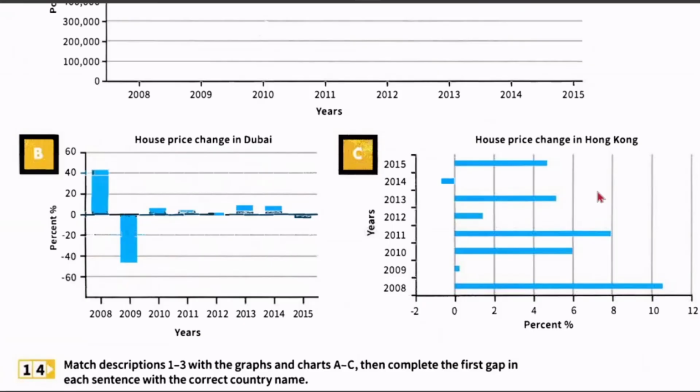Again, in 2014, there has been a dramatic fall in the house price. Try to use the words plummeted and plunged when there is a very big change or a fall. Okay.